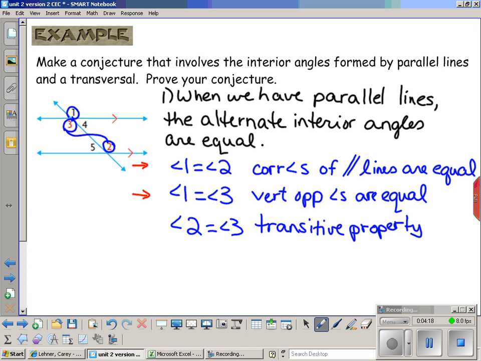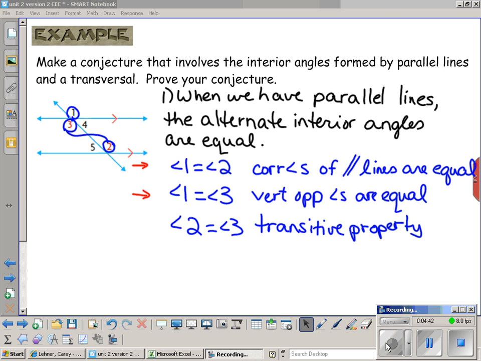And we could have done the same thing with 4 and 5 had we labeled a corresponding angle and a vertically opposite angle. We would have been able to get to the same ending. So therefore, another property we now have is that if you have parallel lines, the alternate interior angles will also be equal to each other.